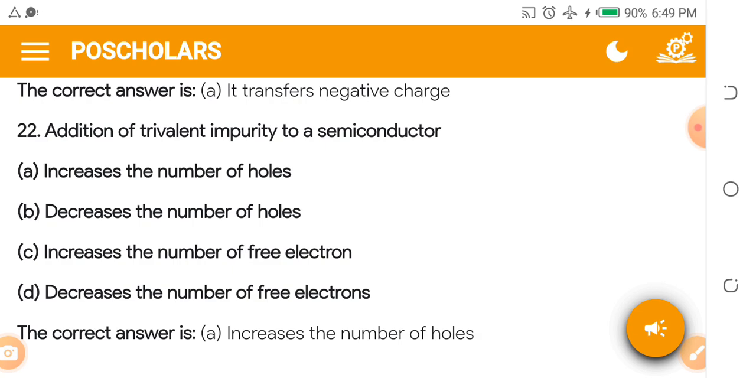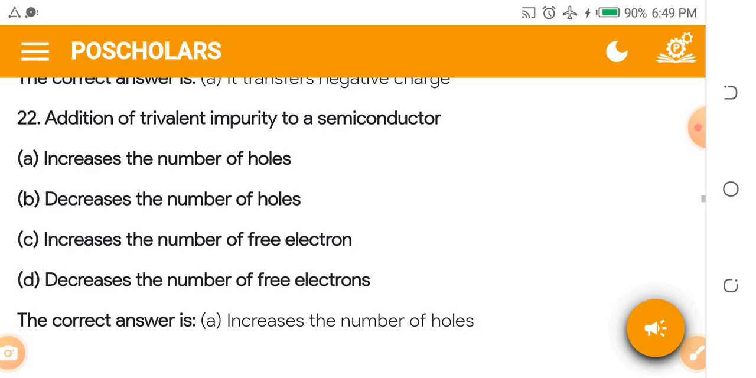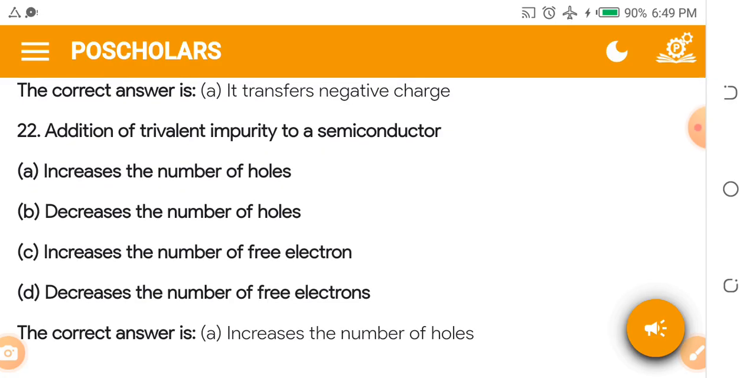Addition of trivalent impurity to a semiconductor. A, increases the number of holes. B, decreases the number of holes. C, increases the number of free electrons. D, decreases the number of free electrons. The answer is A. When you add trivalent impurity to a semiconductor, it will increase the number of holes.